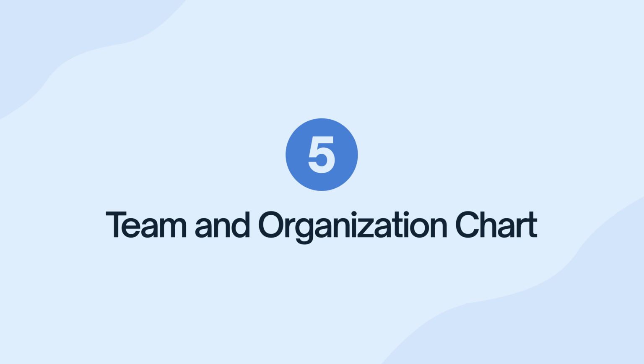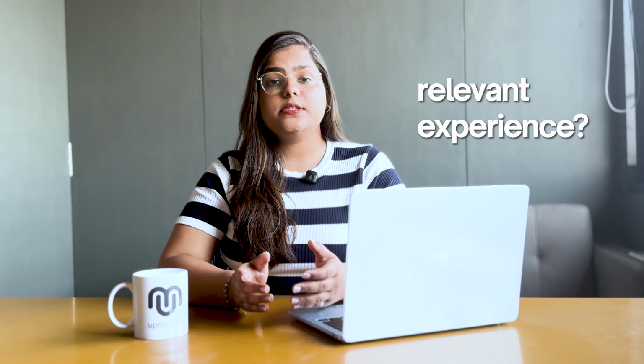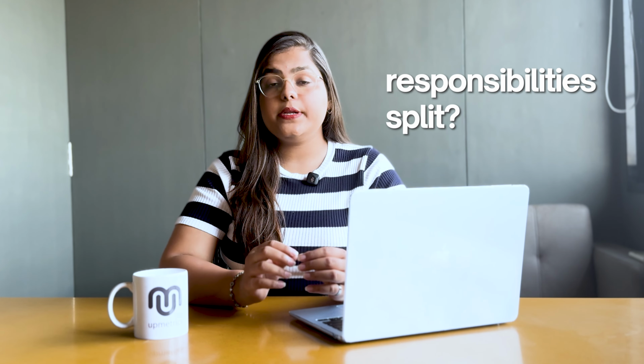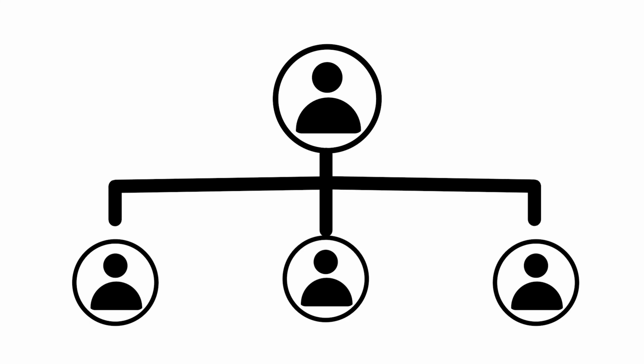Number 5. Your team and organization chart. And finally, the part investors care about the most. Who's running this? What's their relevant experience? And how are responsibilities split? Even if your team is just you and the co-founder, draw the chart. It shows the investors you've thought about who owns which decisions.